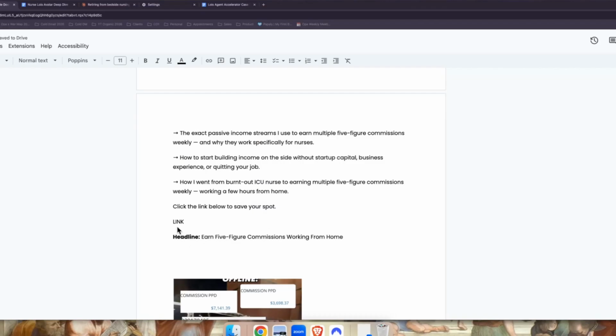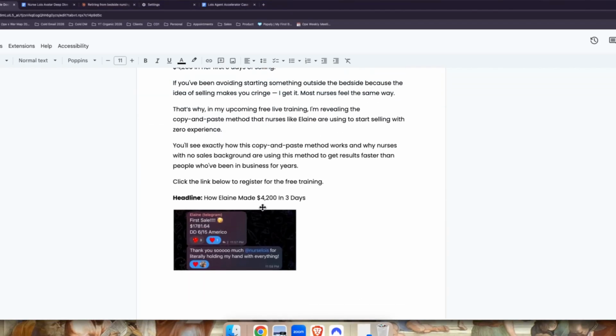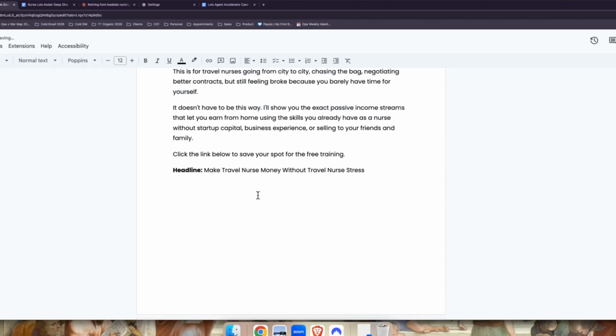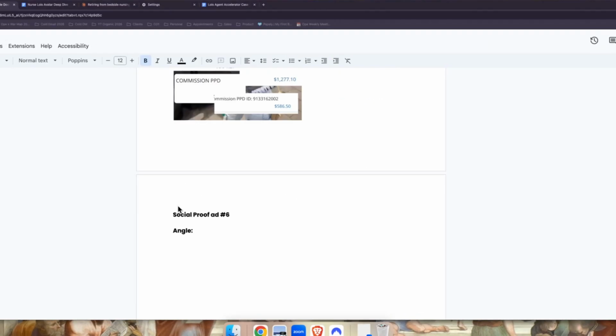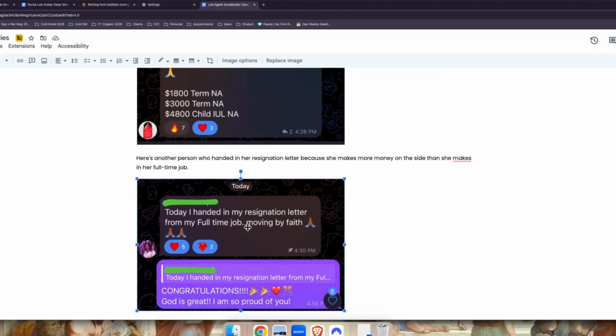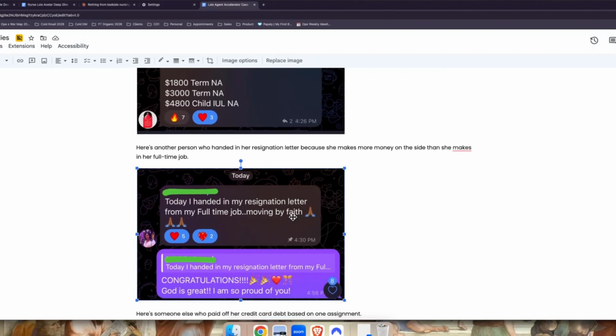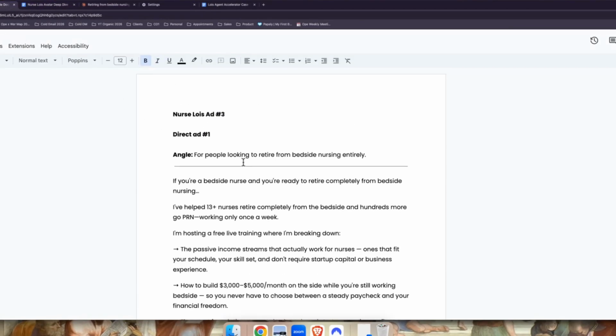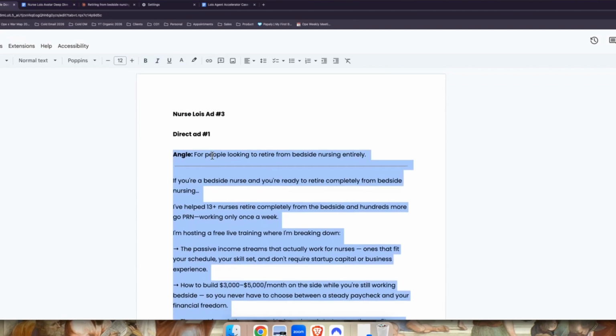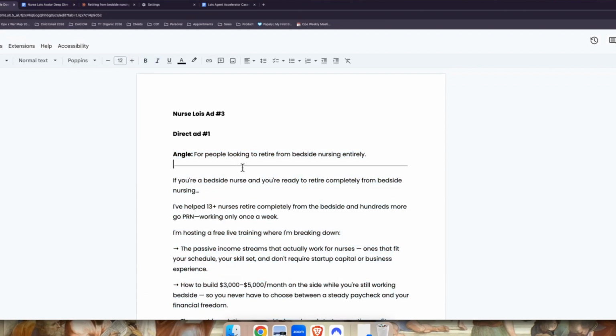And don't forget to add a link so that the media buyers know to insert the link inside of the ad. Yeah, so I found a social proof of someone who handed in their resignation letter, and I think that's really cool. So I'm just going to use this proof and pair it with this ad here. I'm going to use the angle for people looking to retire from bedside nursing entirely. So when you find social proof like screenshots that rhyme specifically with an angle, it's a no-brainer to just pair them together for a social proof ad.